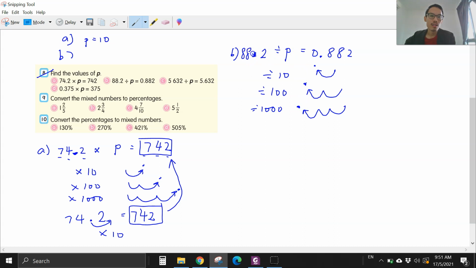So how many times do you have to move from 88.2 to become like this? Now let's move to find out. 1, 2. So 2 kali dia akan jadi sama, 0.882. So 2 kali, that means you have to divide 100. So for B, P is 100.